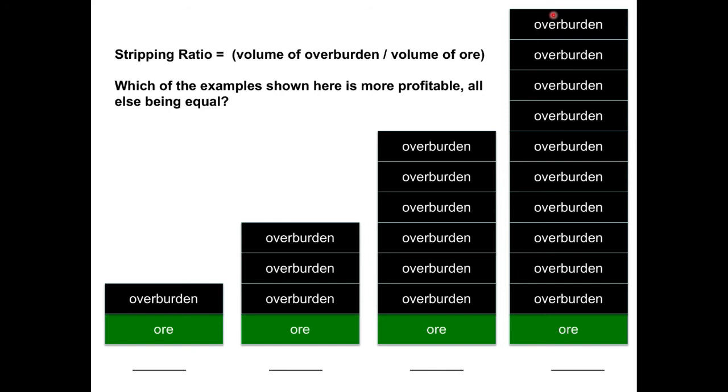And none of this overburden can be sold for anything. Now, the ratio of the volume of overburden to the volume of ore is defined as the stripping ratio. As the stripping ratio increases, the mine profit decreases. So the stripping ratio on the left would be 1 to 1. The stripping ratio on the right would be 10 to 1. So we've got a stripping ratio of 10 on the right, 5 in the middle, 6 here on the second from right, and 3 here and 1 here. So the mine on the left has the lowest stripping ratio and the highest profit.